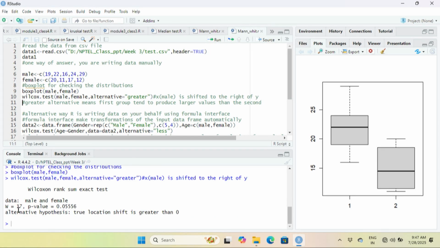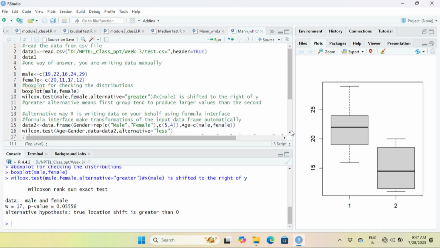So you will see that W turns out to be 17 and the p-value is 0.0556, and the alternative hypothesis is that the true location shift is greater than 0. Looking at the p-value, it is slightly bigger than alpha. If you fix alpha as 0.05, then with this p-value, what you can say is that the null hypothesis is accepted, right?